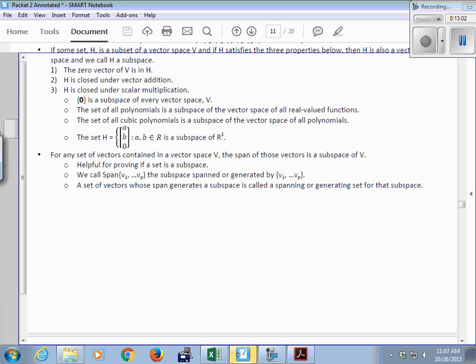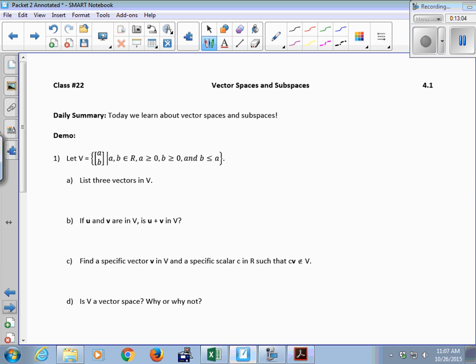All right, let's look at a few examples. V is the set of all vectors (a, b) such that a and b are real numbers, a is greater than or equal to 0, b is greater than or equal to 0, and b is less than or equal to a. So let's try to come up with three vectors that are in V. (1, 1), (2, 2), and (3, 3). Okay, that is true.